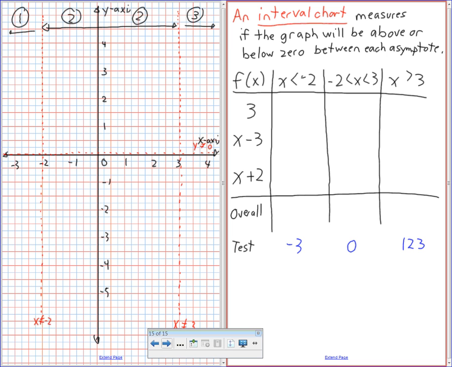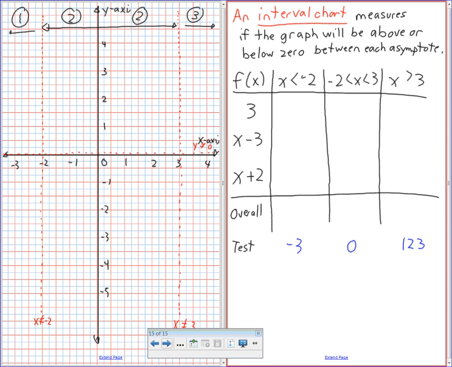So what I'm going to do now is sub, hey guys, please stay with me here. What I'm going to do now is sub these numbers into each one of these 3 parts and find if the result is positive or negative. Okay? Because all we care about is if the result is positive, the graph's going to be up here. If the result's negative, the graph's going to be down there. That's what we're looking for there. Okay? So if I sub x equals -3 into 3, what's my result?